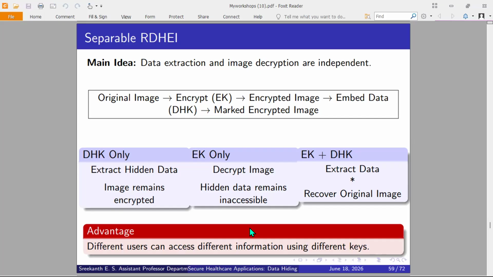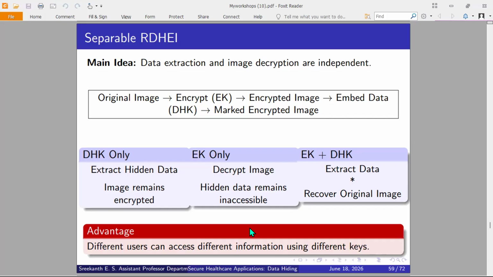The advantage is that you can do the data extraction and image decryption independently. Suppose the receiver has only the data extraction key, he can only see the embedded data. If there is EK only, he can do the decryption of the image, but he cannot see the data. So both are independent. If the receiver has both the encryption key and the data key, he can both extract the data as well as recover the original image. So this is called separable reversible data hiding.